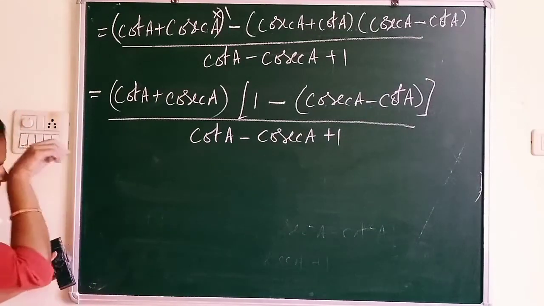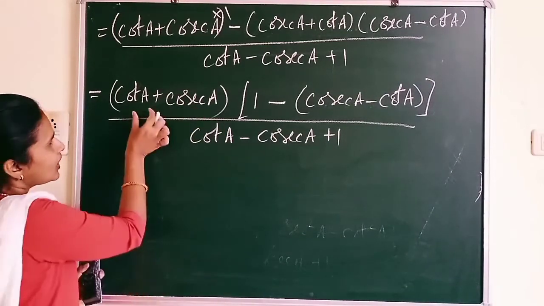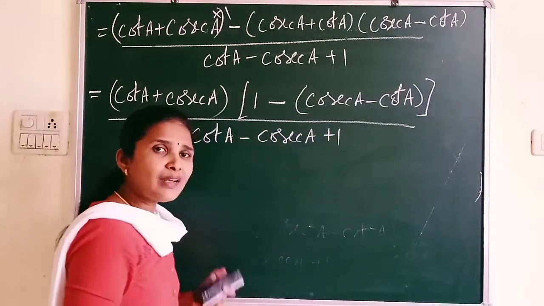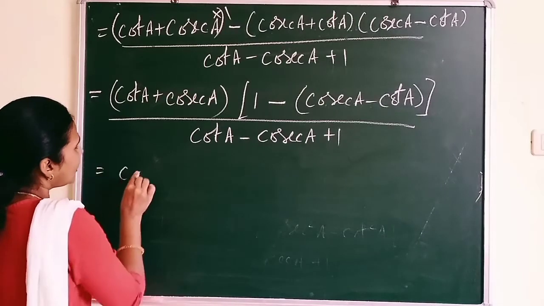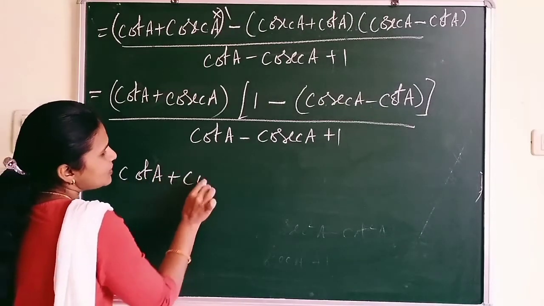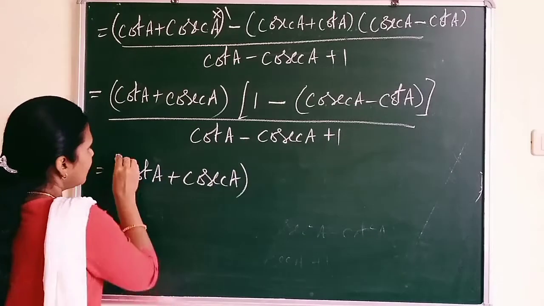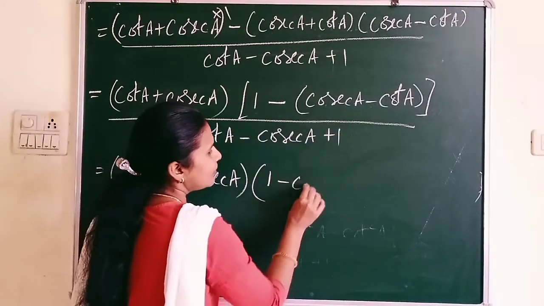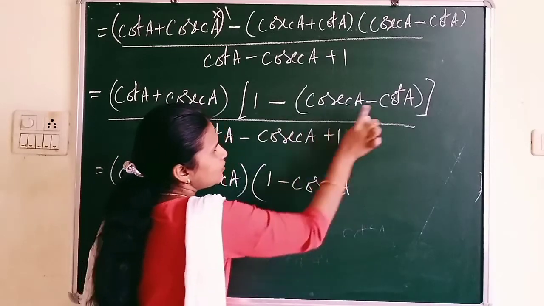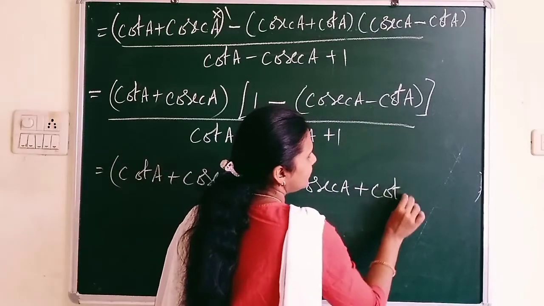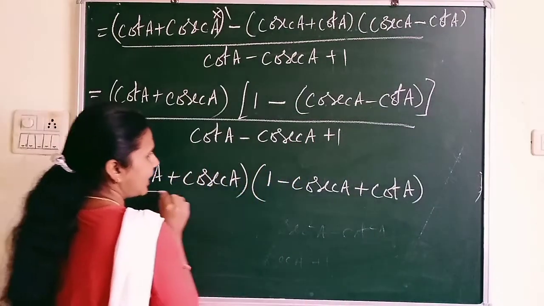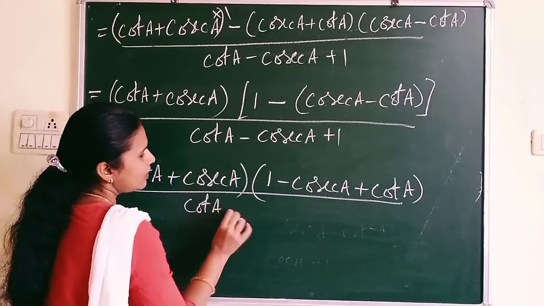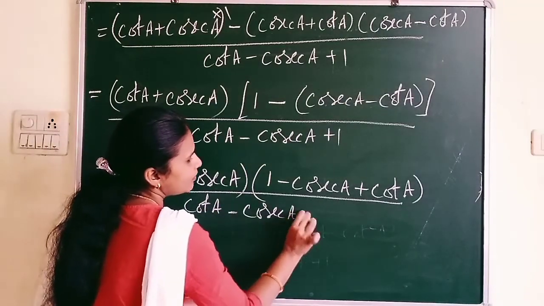You can see now, we already said that cot A plus cosec A itself is your RHS. Then what about these two? These two should get cancelled. You can see now cot A plus cosec A. Now simplify this, 1 minus cosec, minus into minus plus cot, whole divided by, write this denominator as it is, cot A minus cosec A plus 1.